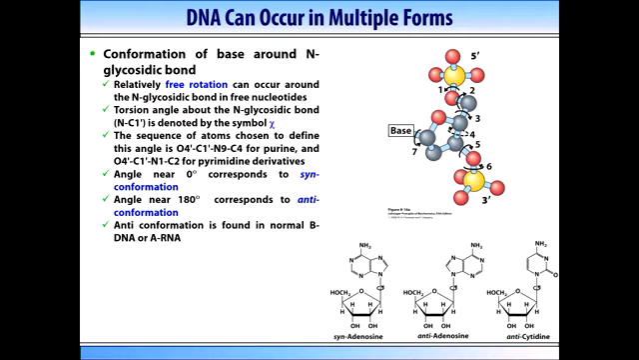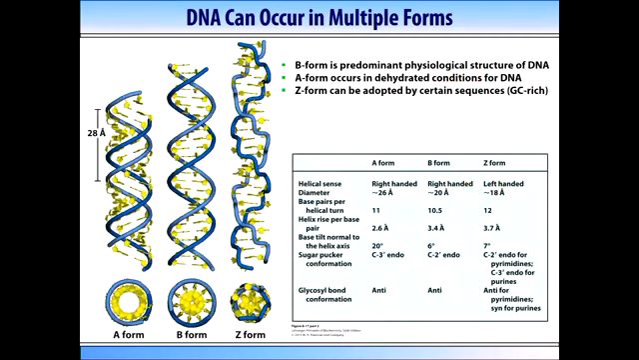Interestingly, DNA and RNA can exist in multiple forms. So the form in which we know DNA today is the so-called B form, and that's the normal form in which DNA exists in the genome in the cell. But there is another form, which is called the A form. This is also a double helix.